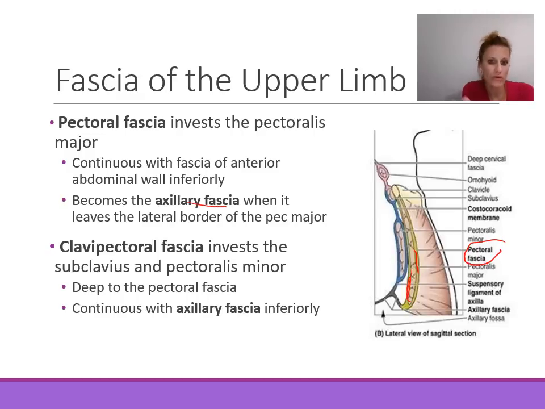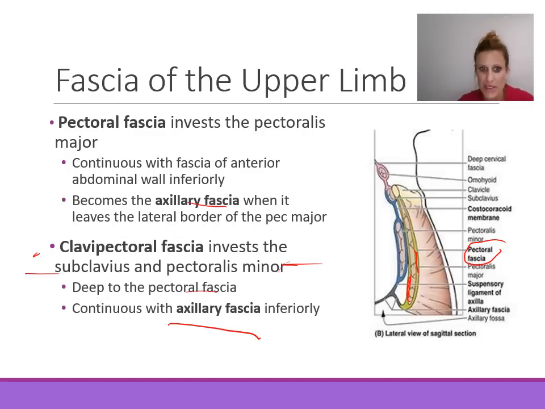Deep to the pectoral fascia is the clavipectoral fascia. The clavipectoral fascia descends from the clavicle and invests the subclavius and the pectoralis minor, which sits right underneath the pectoralis major. Again, this fascia is deep to the pectoral fascia, and the clavipectoral fascia is also continuous with the axillary fascia. So both of these fascial layers end up merging to be continuous with the axillary fascia.